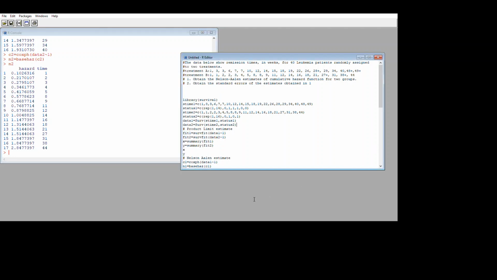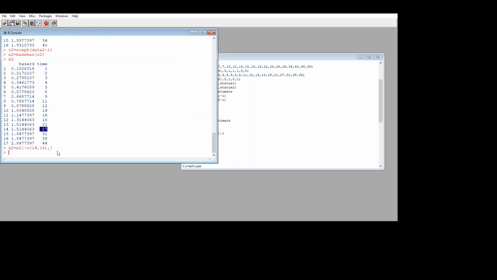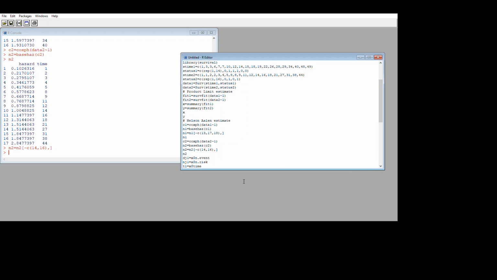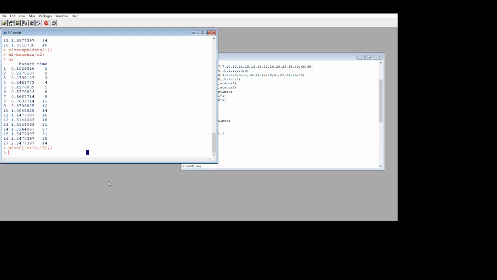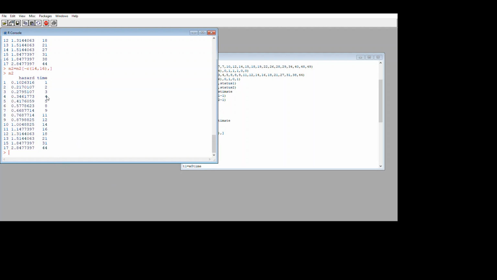For that, we give the command n2 equal to n2, that is, we use negative indexing, n2 corresponding minus c of 14 comma 16. That is, we have to delete the 14th and 16th observations from the table, so we use negative indexing. Now calling n2, the table only contains exact survival times.